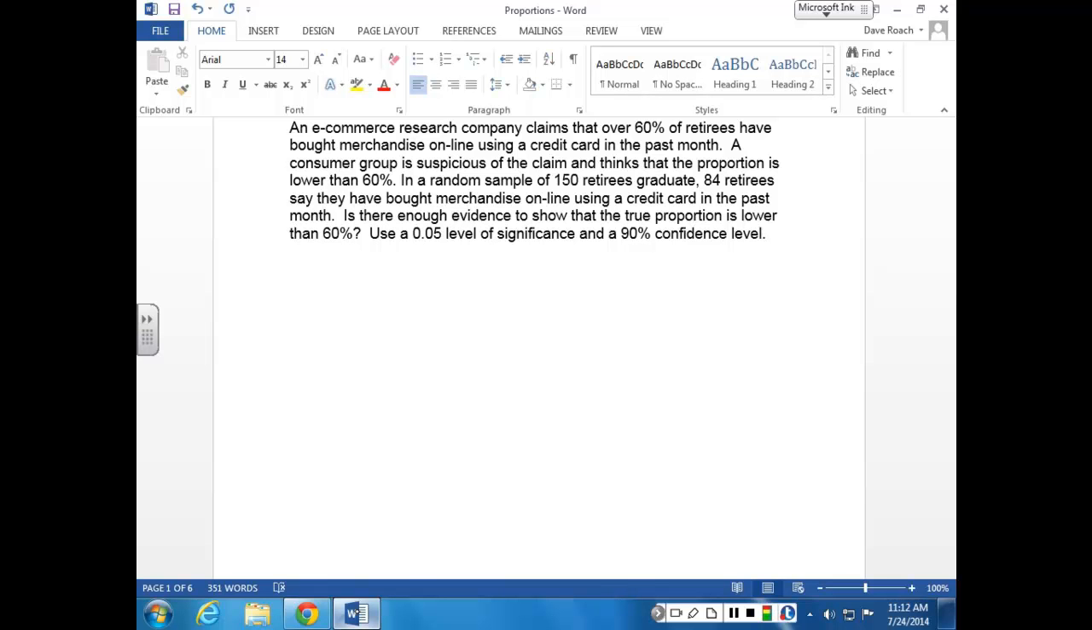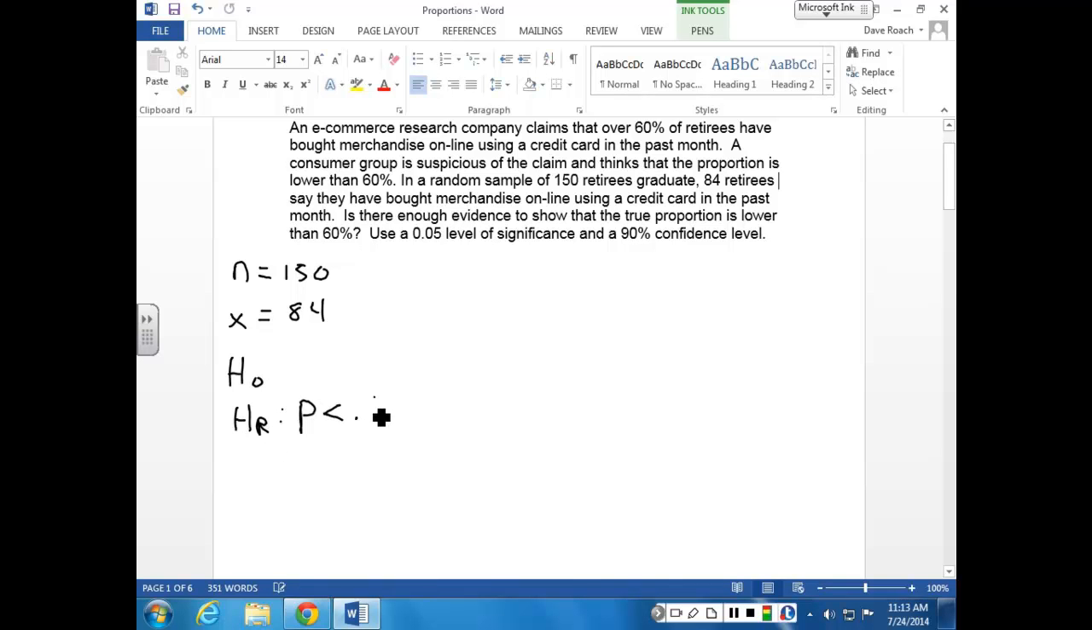That's all the way back to exam 1. Do we have a categorical variable with proportions or a quantitative variable with means? This one is a categorical variable, and we have n equal to 150, and x, just the number of yeses, was 84. H0 and HA: the claim was that the population proportion was less than 0.6, lower, and then this will be p equal to 0.6.